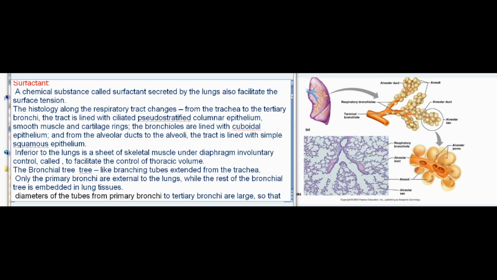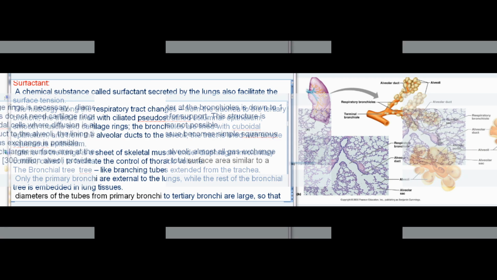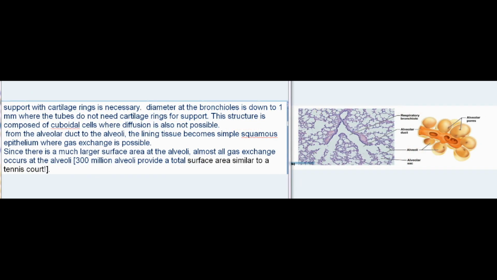The bronchial tree, like branching tubes, extends from the trachea. Only the primary bronchi are external to the lungs, while the rest of the bronchial tree is embedded in lung tissues. Diameters of the tubes from primary bronchi to tertiary bronchi are large, so support with cartilage rings is necessary. Diameter at the bronchioles is down to 1 mm, where the tubes do not need cartilage rings for support.